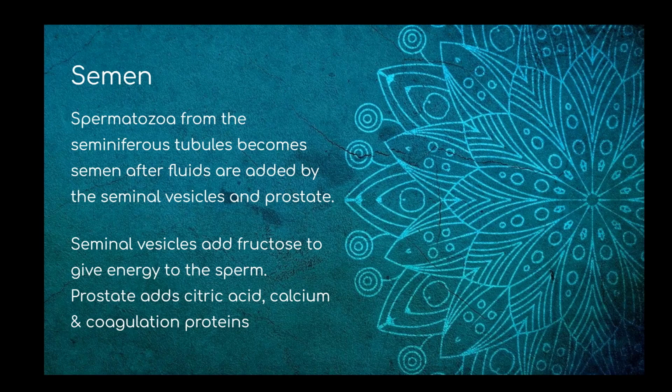Knowing that sperm are only sperm until the fluids are added by the seminal vesicles and the prostate, at that point it does become semen. The seminal vesicles mostly add a fructose-based substance, and that just gives energy for the sperm to make their big swim. And then the prostate adds some citric acid and calcium and helps keep the sperm from sticking to one another.